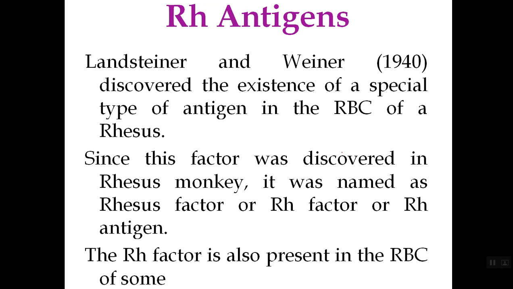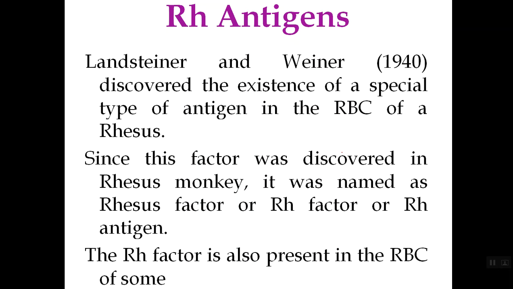Rh antigen has no natural antibody. However, Rh antibody can be produced artificially when an Rh negative person receives blood from an Rh positive person. Even a small amount of Rh positive blood can evoke the production of Rh antibody in the Rh negative person. So that is the basis for erythroblastosis fetalis.